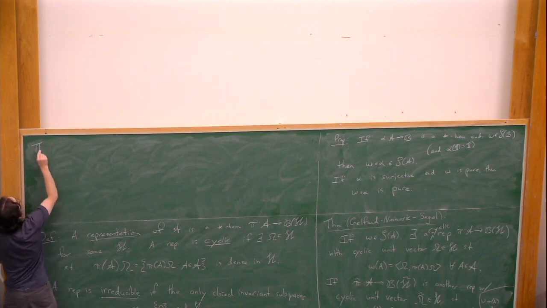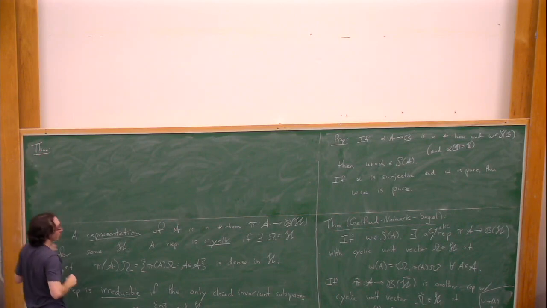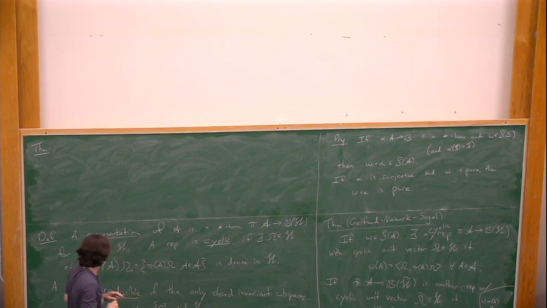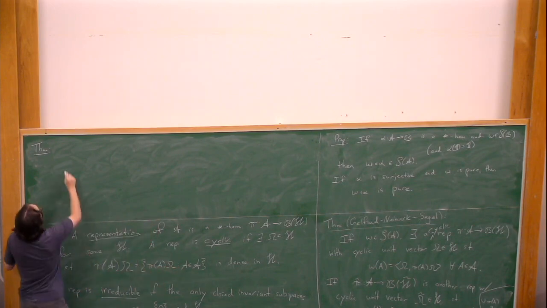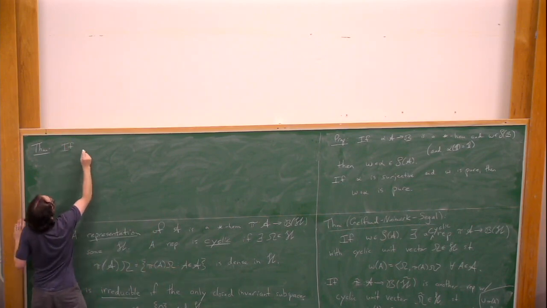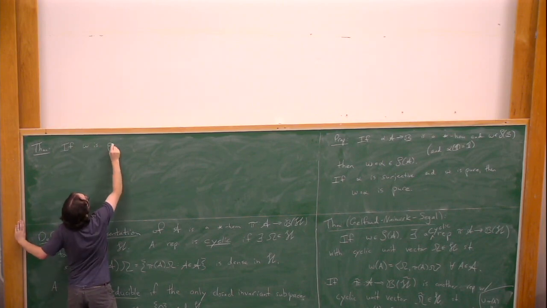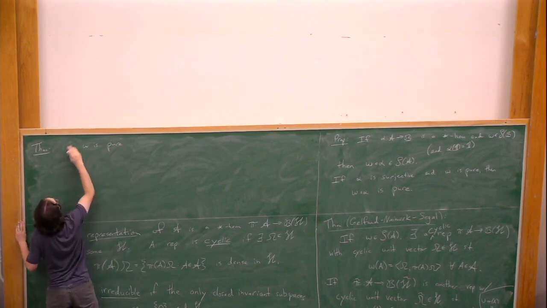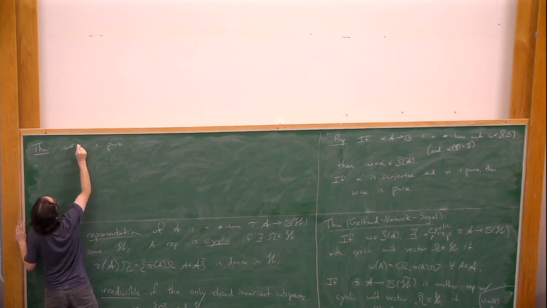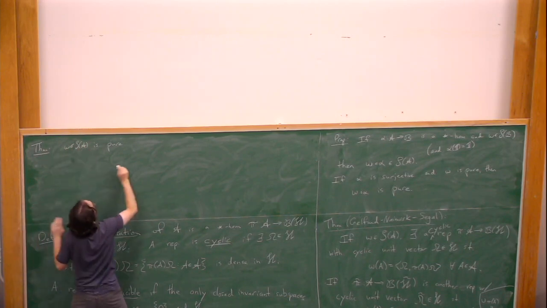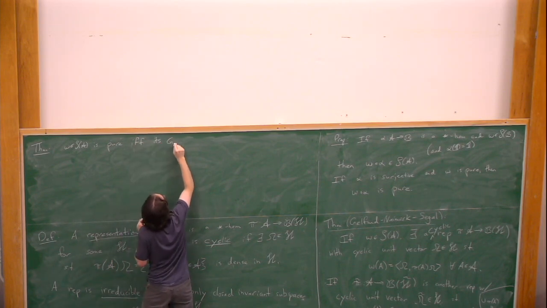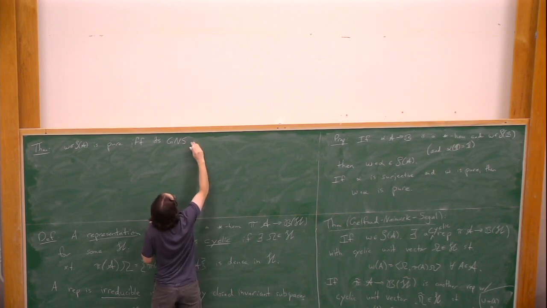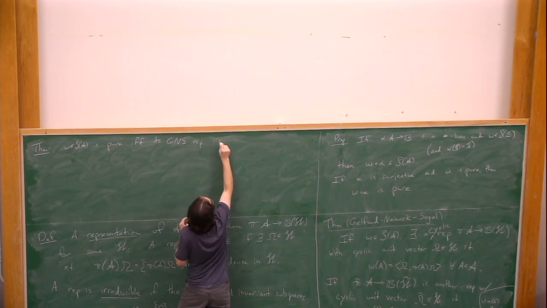OK. So what about pure states and irreducible representations? We haven't said anything about that yet, but maybe you can guess what's going to happen. So omega is pure if and only if its GNS representation is irreducible.